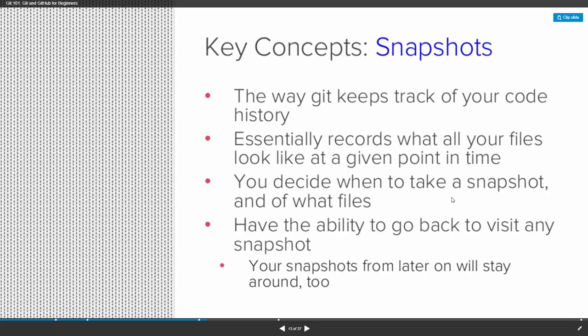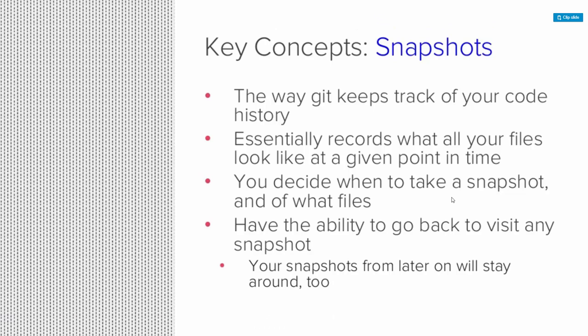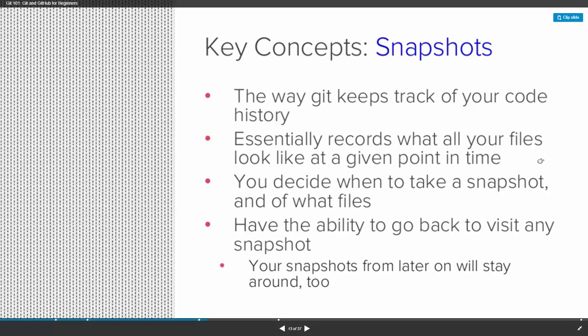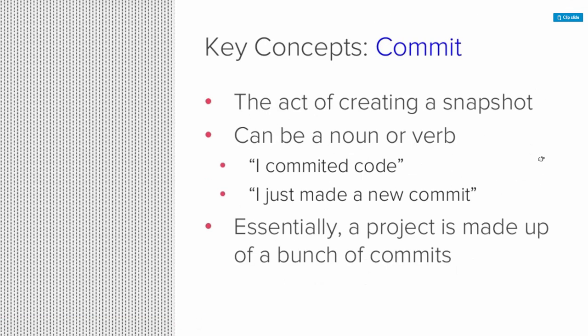All right. So what Git does is it literally takes what's called a snapshot of your code. So in other words, it essentially records everything that you tell it to record about your code at a given point in time. You decide when to take the snapshot. You decide what files to include or not include within that snapshot. So as it says, you have the ability then to go back and visit any snapshot. All right, and those snapshots stay around as long as you keep them around.